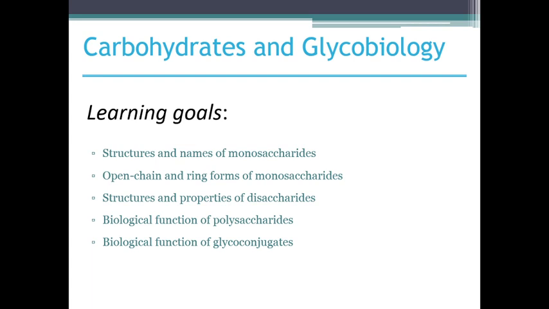These are the learning goals for this chapter. First, we will understand structures and names of monosaccharides. Next, we will look at open chain and closed chain or ring forms of monosaccharides. Structures and properties of disaccharides. We'll look at biological function of polysaccharides. And finally, biological functions of glycoconjugates.